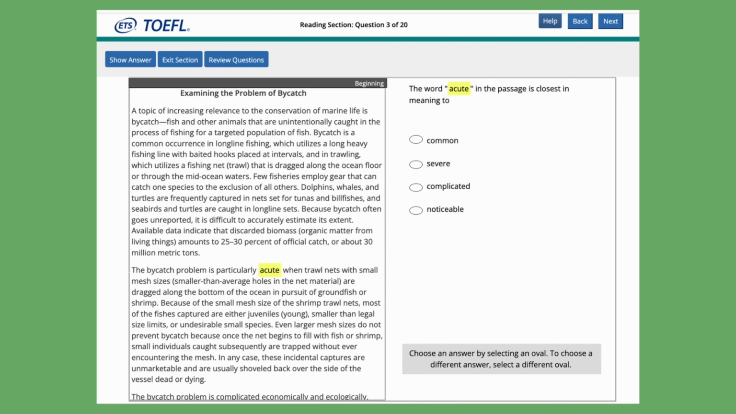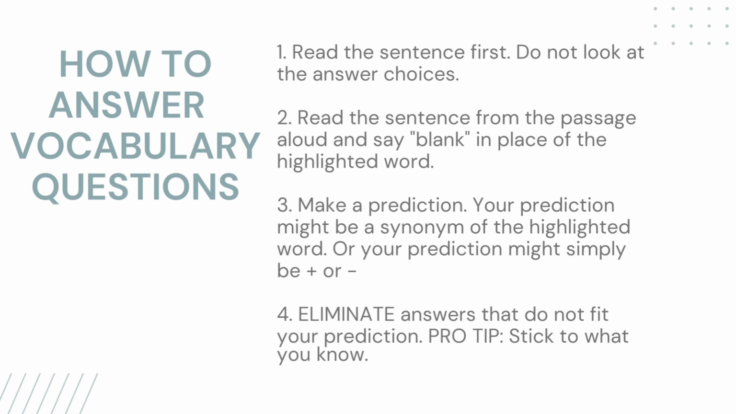The word "acute" in the passage is closest in meaning to... It's very important to remember that you're not just thinking of the definition of acute. You have to look at the sentence. What does it mean in the sentence? So how do you do that? You follow these 4 steps.